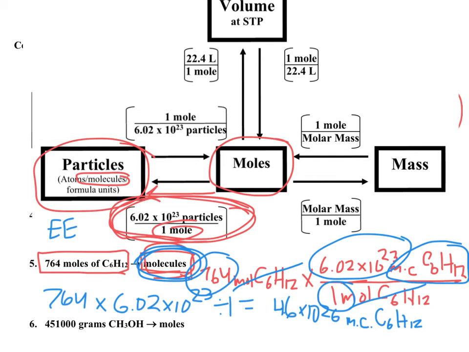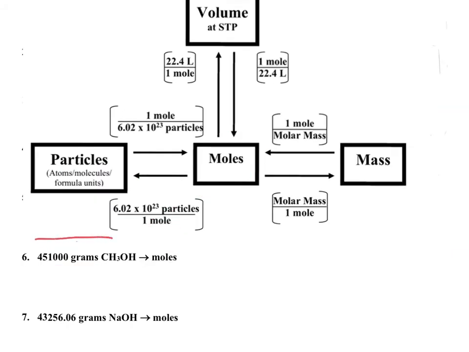So, just so you know, that's cyclohexane. Looking at number 6, we get 451,000 grams of CH3OH, which is methanol, which is a type of alcohol. Not one that humans would consume or drink, but one that often is used as a solvent. All right, so methanol, 451,000 grams of it.